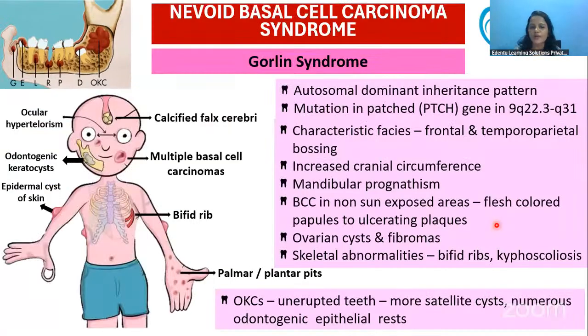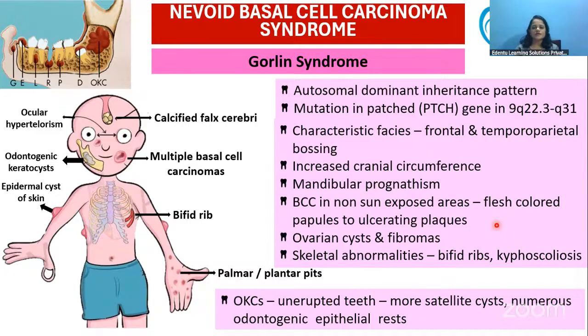Now, multiple OKCs are seen in a syndrome called the nevoid basal cell carcinoma syndrome. This nevoid basal cell carcinoma syndrome is also called Gorlin syndrome. It shows an autosomal dominant inheritance pattern. And in this syndrome, we see a mutation in the PTCH gene, or the PTCH1 gene, which is there in chromosome 9q22.